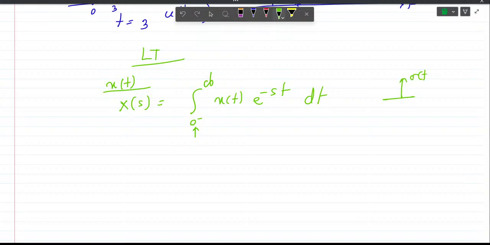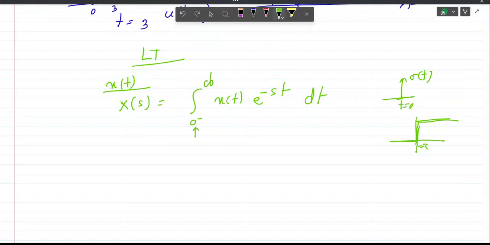For example, delta(t) is a discontinuity at t equal to 0, or u(t) is a discontinuity at t equal to 0. So to capture this discontinuity, we use 0 minus, but for the time being you need not worry about this 0 minus.